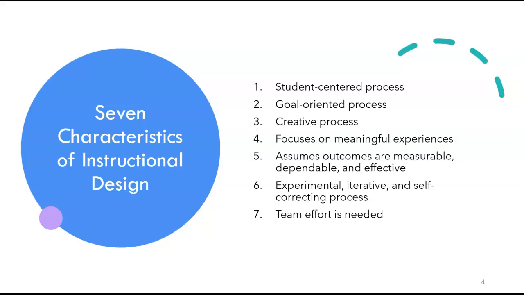Number 5 is assumes outcomes are measurable, dependable, and effective. So when you're doing the instructional design, you need to have something that you can measure and that is going to be an effective source. Number 6 is an experimental, iterative, and self-correcting process. Number 7, team effort is needed. So you can't really do this alone. When you're putting your instructional design and your content together, it's going to take a variety of individuals doing such things.